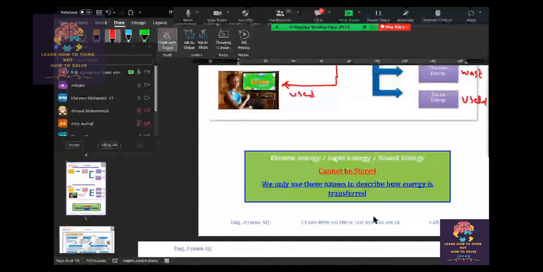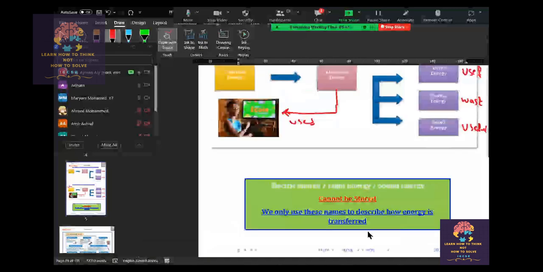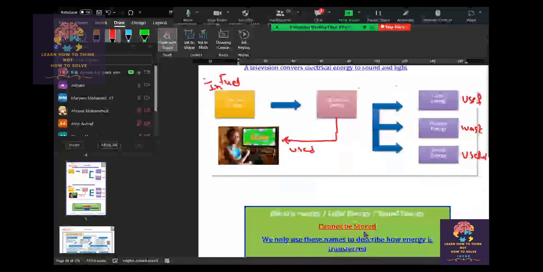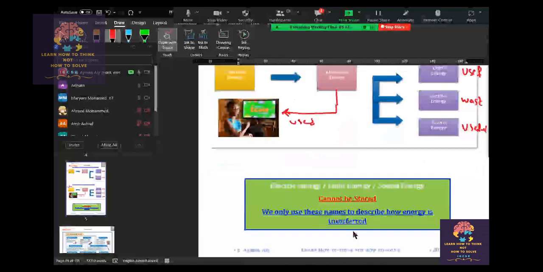Okay, so this is a very important rule for us to understand. Electric energy, light energy, and sound energy cannot be stored. We can't store electric energy, but we can store chemical energy, and the batteries convert this chemical energy into electric energy. Also, we can't store light, but we can create light from the chemical energy inside the batteries. Sound we can't store at all, but it can be created from speakers through chemical energy.